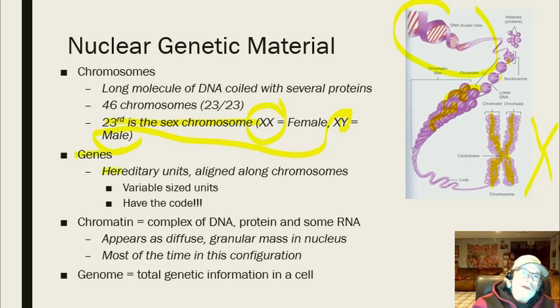Genes, again, are the hereditary units. They're aligned along chromosomes. If you look at this picture, there might be a gene here, something here, here. I mean, there are many. There could be thousands of genes on an individual chromosome.